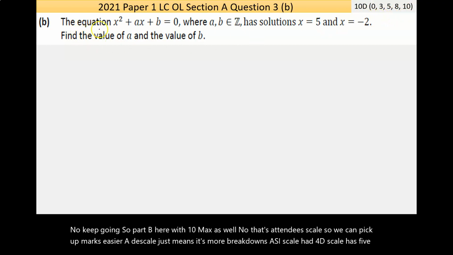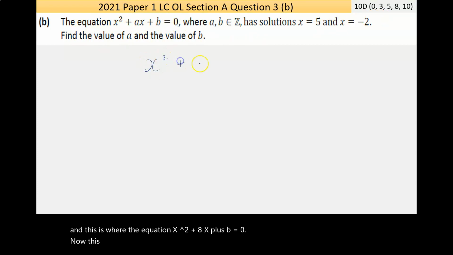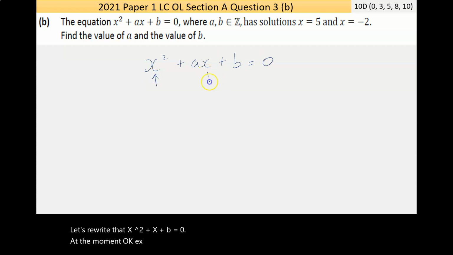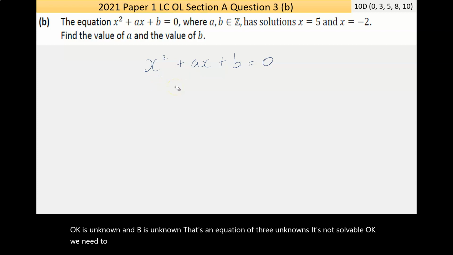And it says here the equation x squared plus ax plus b equals 0. Now let's rewrite that. x squared plus ax plus b equals 0. Now at the moment, x is an unknown, a is unknown and b is unknown. That's an equation of 3 unknowns. It's not solvable. We need to, in a sense, try something.